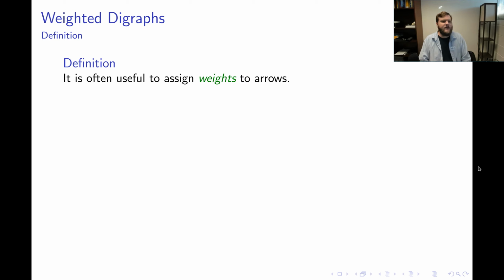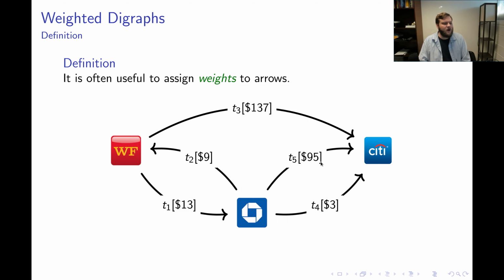Now, another thing that might be important if we're studying directed graphs are weights on arrows. If you remember our example of financial institutions a few slides ago, the idea is that our directed graph here was meant to model financial transactions between institutions. But the issue there is that every transaction carries some sort of monetary value. And we might want to know what that monetary value is in our model. So the idea of weights answers this question.